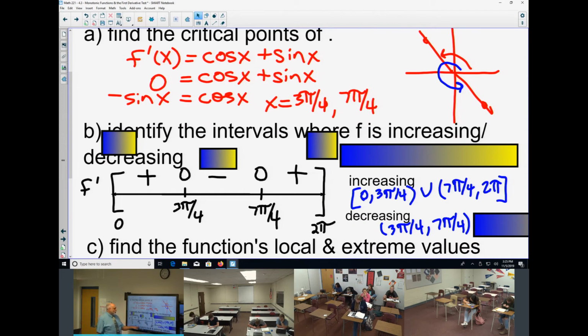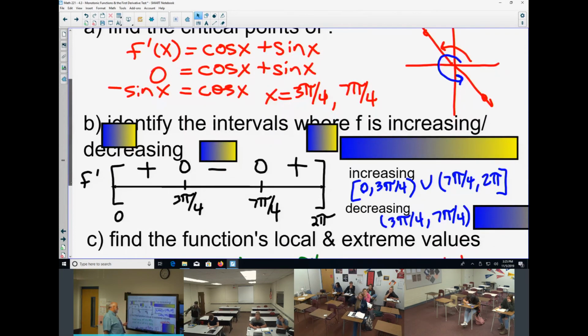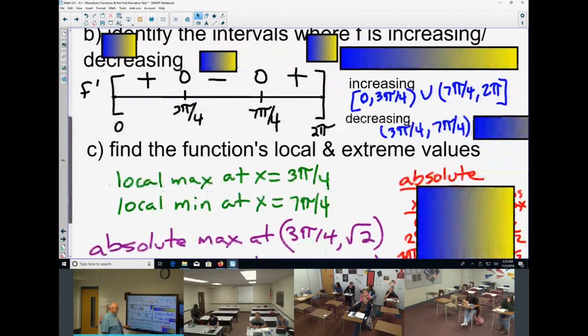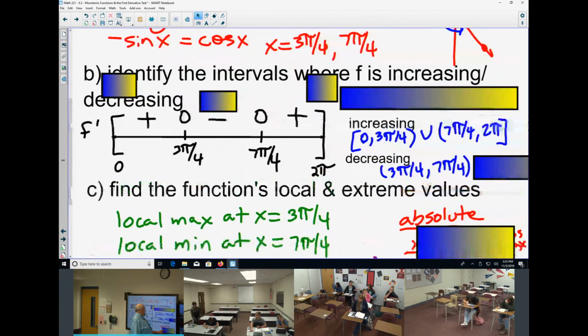So that's the local values. So for the extreme values, that means the extreme max and mins, what you have to do then is make your chart. Okay? So let's see. Do I have a chart here?